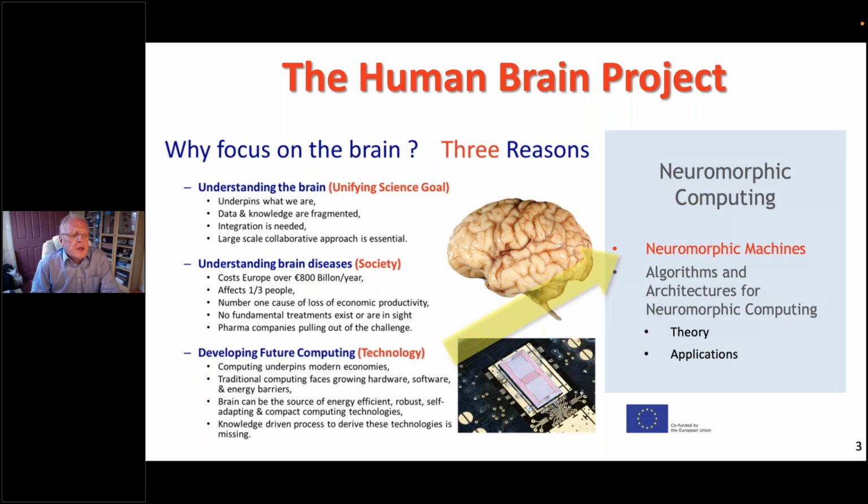The third reason was with the objective of developing future computing based to a greater or lesser degree on what we do understand about the brain. And that really is where neuromorphic computing comes in under the future computing heading. And here work in the HBP has focused on neuromorphic machines and on algorithms and architectures for neuromorphic computing. There's been quite a lot of important work on the theory underpinning building neuromorphic machines and also on the applications that those machines might find.